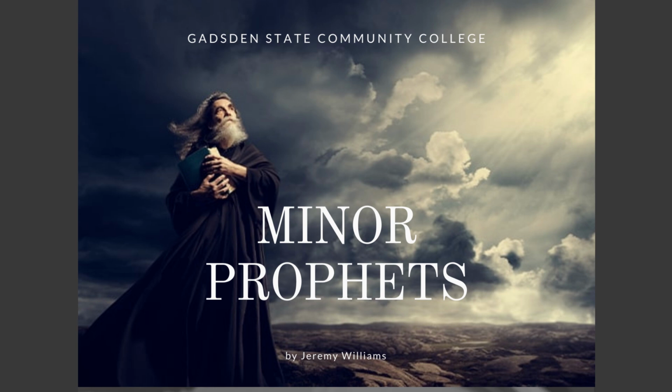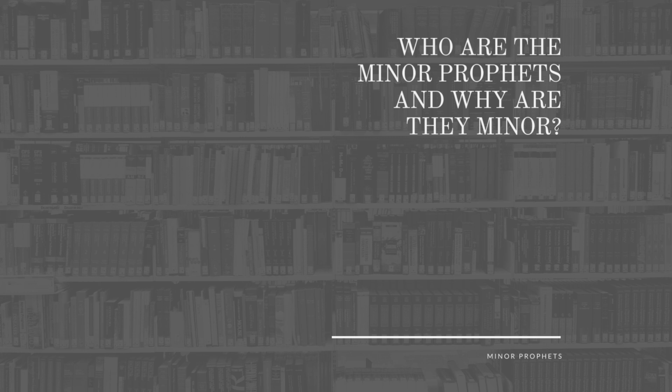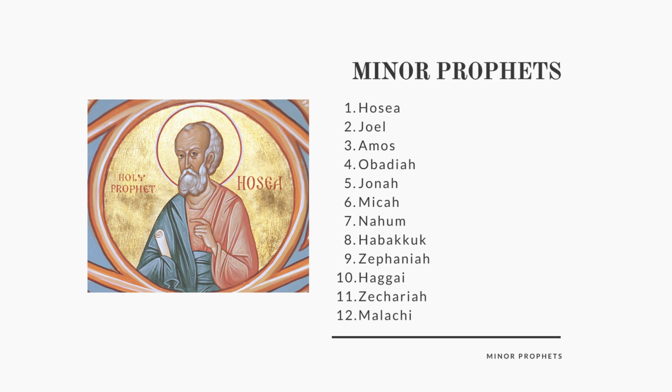So, first of all, why are they called the minor prophets? Who are they and why are they minor? Well, first of all, here's the minor prophets. You have Hosea, Joel, Amos, Obadiah, Jonah, Micah, Nahum, Habakkuk, Zephaniah, Haggai, Zechariah, and Malachi. All very Hebrew names.